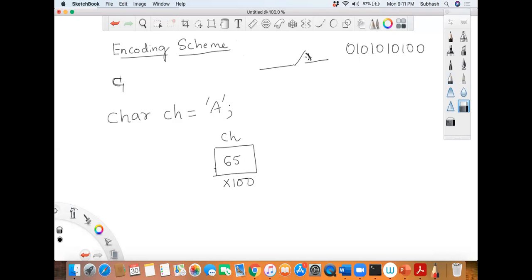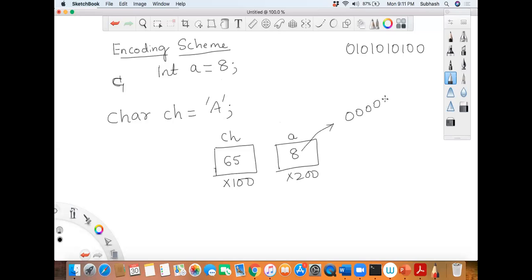Correct? Joshua, do you understand what I'm saying? Now, suppose I say int a is equal to 8. If I write it like this, it is easy for the compiler to store this 8 in a memory location named a, at some address, say 200. Why? Because 8 is easy to represent in binary: 0 0 0 0 1 0 0 0. It is easy for the computer system to represent 8 in binary.